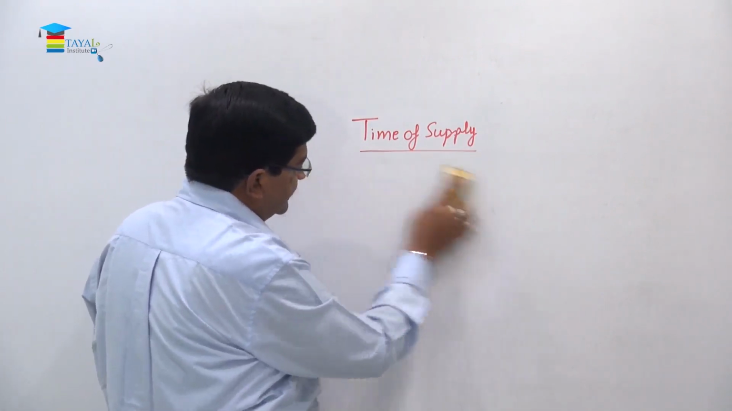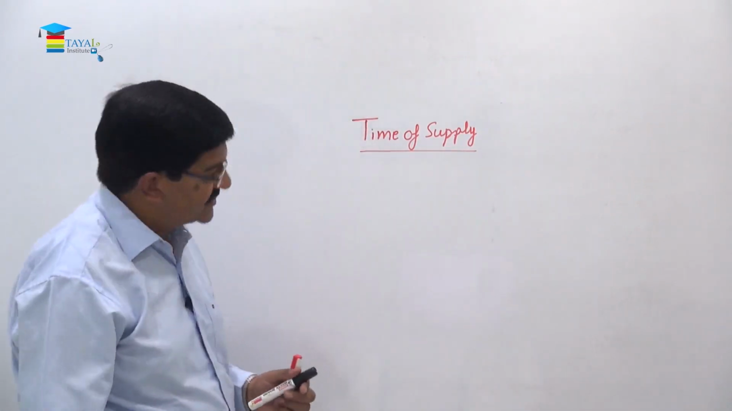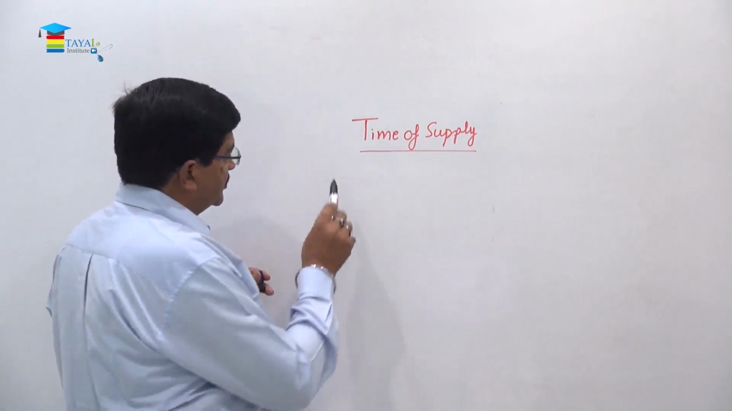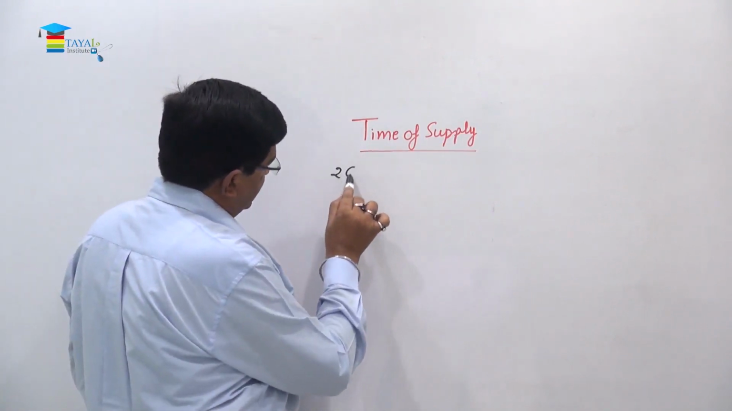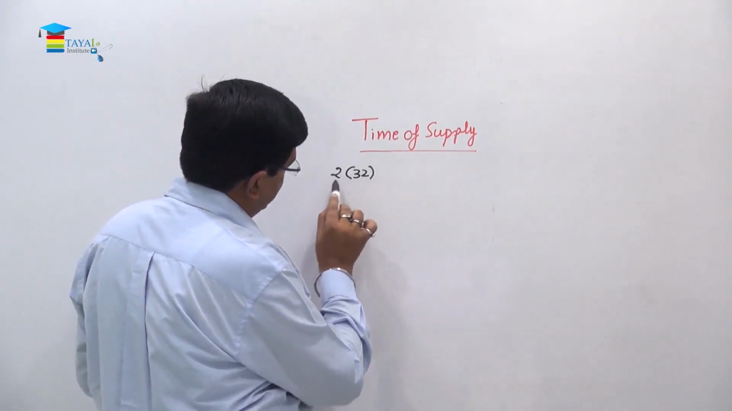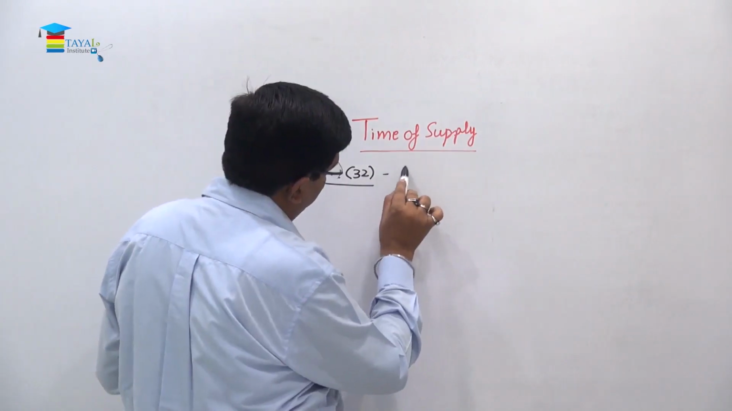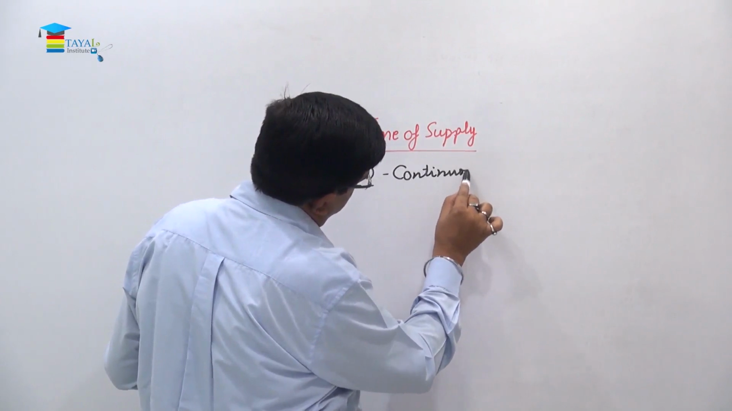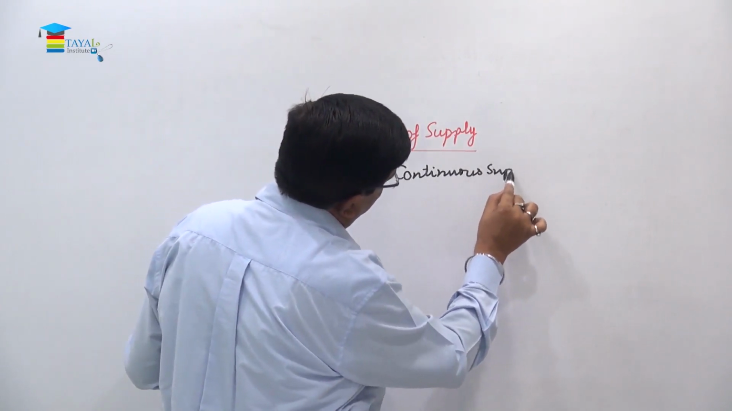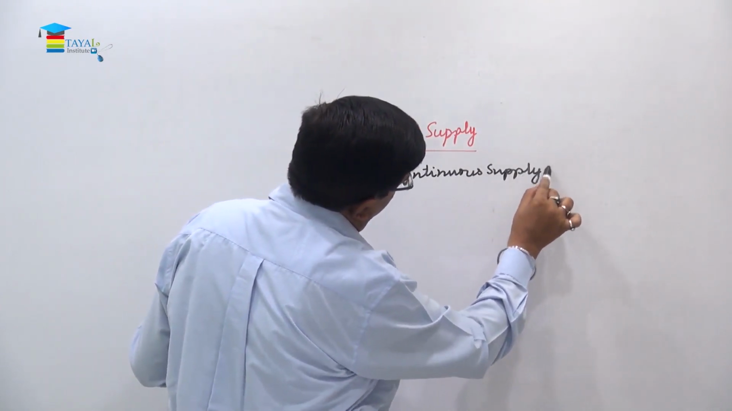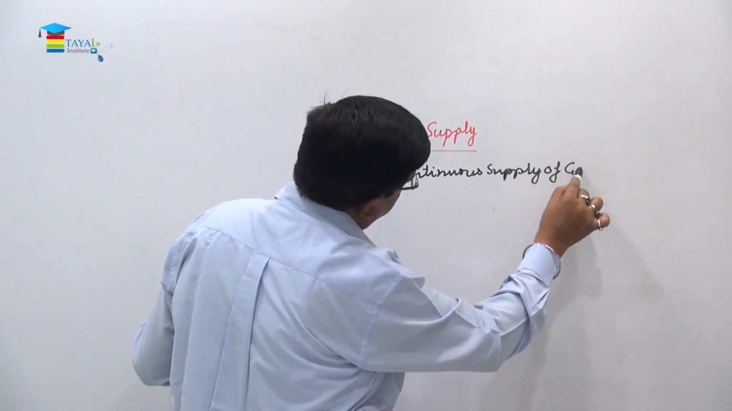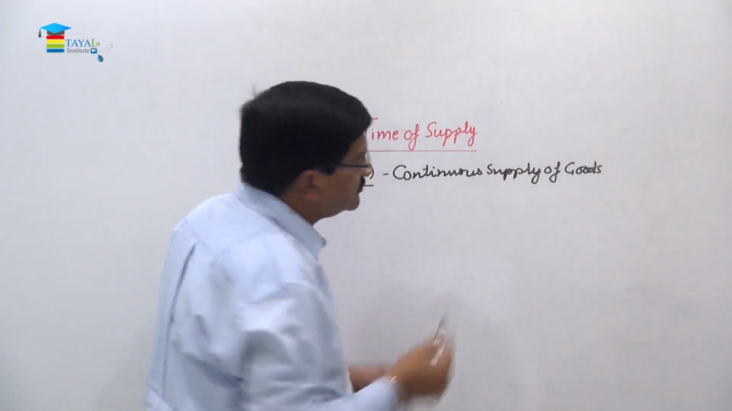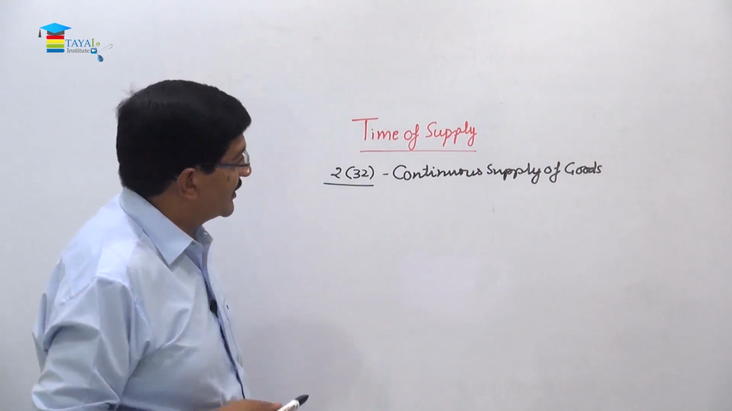And that is, one is under section 2 subsection 32, and this is called continuous supply of goods. What is the meaning of continuous supply of goods?